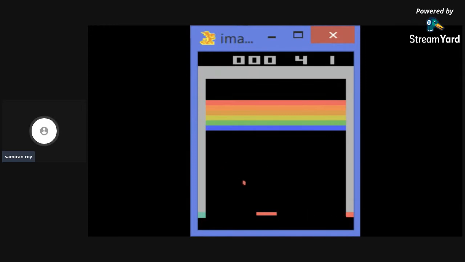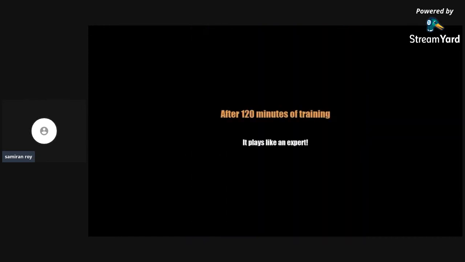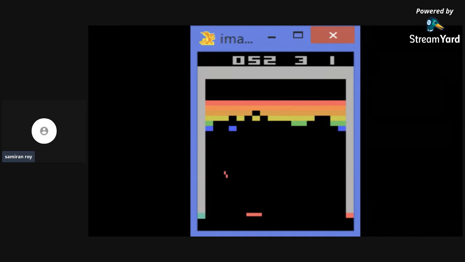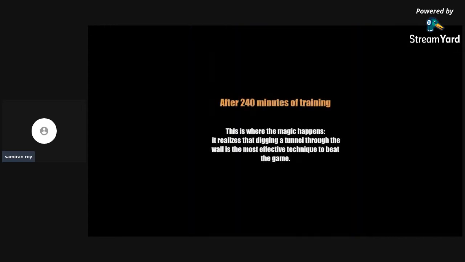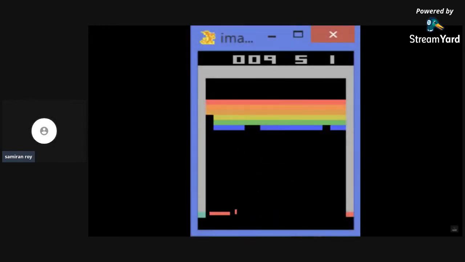So this is the agent in the beginning. It doesn't know what it's doing. It's just doing something randomly. So after 120 minutes of training, it plays reasonably well. So after 240 minutes of training, it starts doing something that we don't expect.